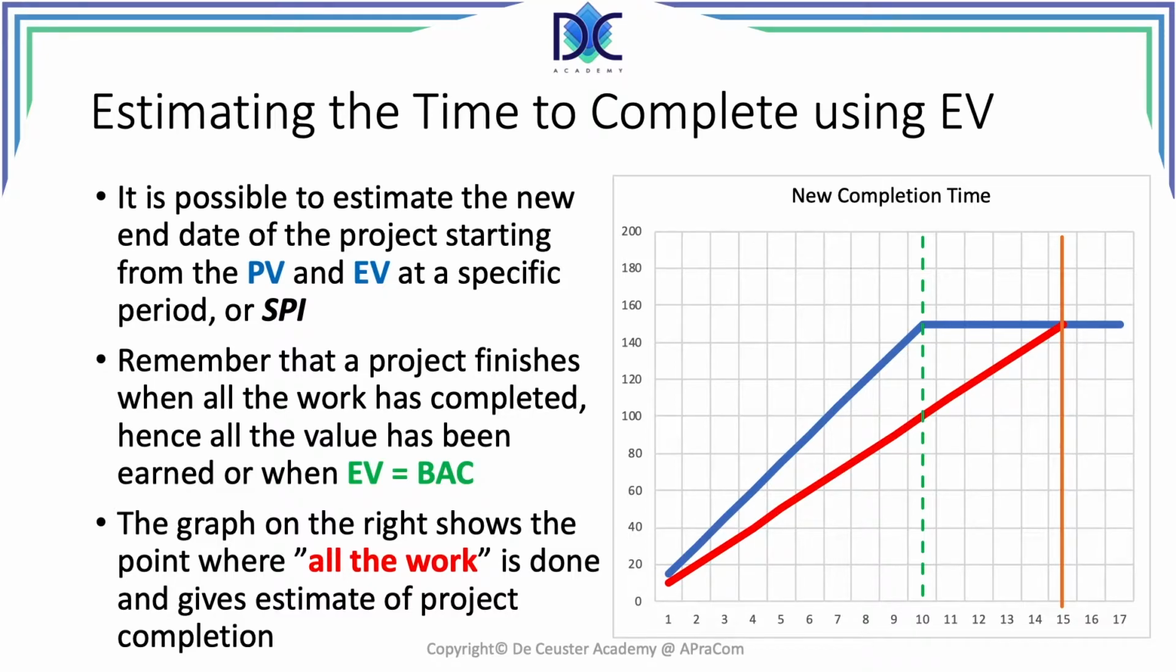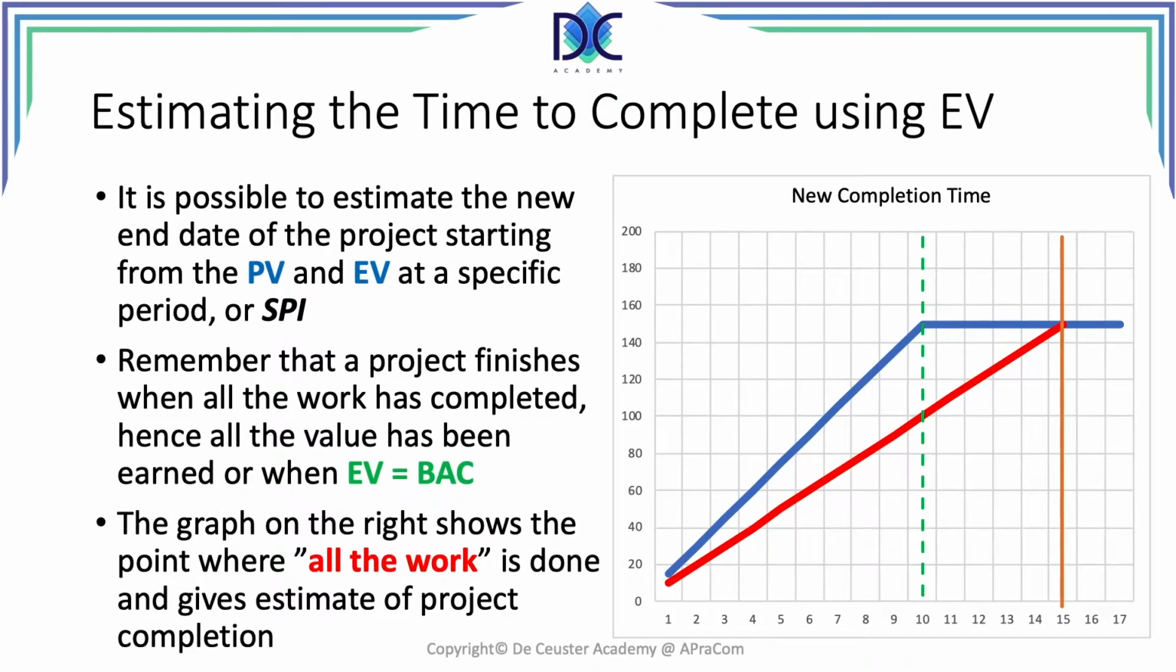So in our example, when the earned value is equal to the budget at completion, all the work is finished and we see that the intersection happens when the time is equal to 15. So we can deduce from this information that when we continue creating deliverables at the same rate, the project will be finished after 15 periods. We add 5 periods to the original time estimate.